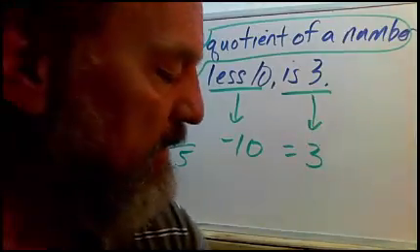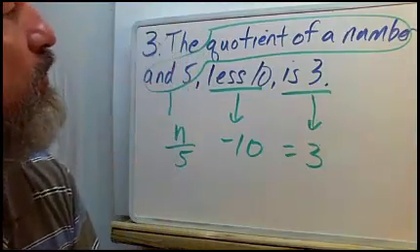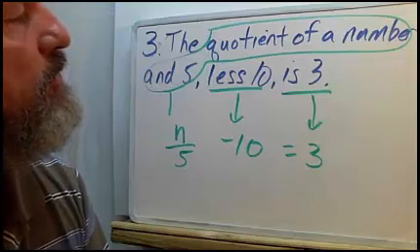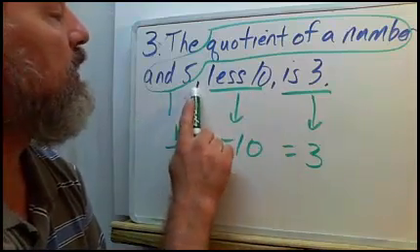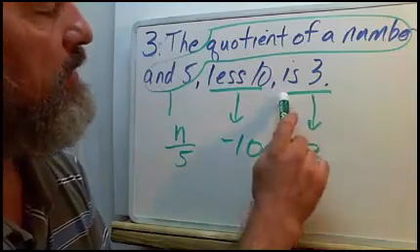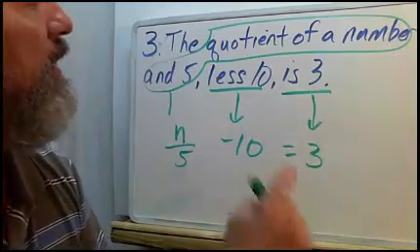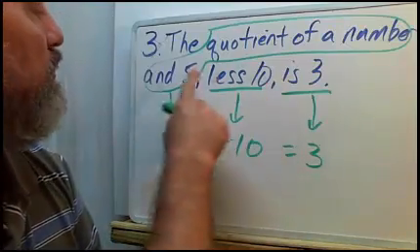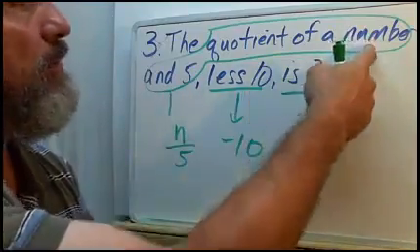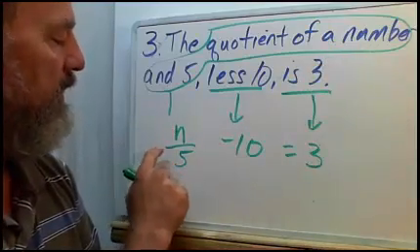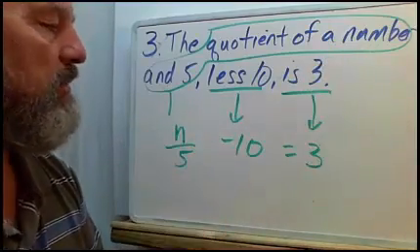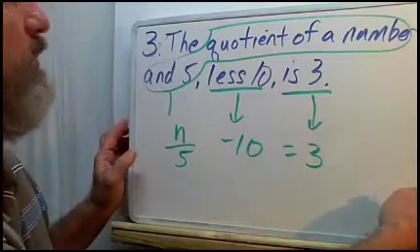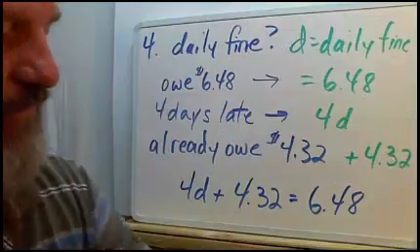Problem number 3, the quotient of a number and 5, less 10, is 3. In this case, it's important to notice the commas here. So we have is 3, obviously equals 3. Less 10 would be subtraction of 10. And then the quotient of a number and 5, because number comes first, it would be n divided by 5. And most commonly you would write this as n over 5 for division in algebra. Problem number 4.